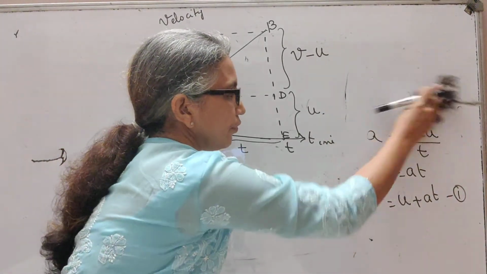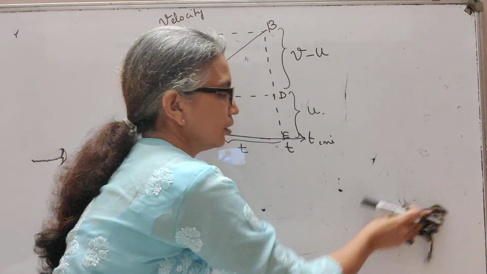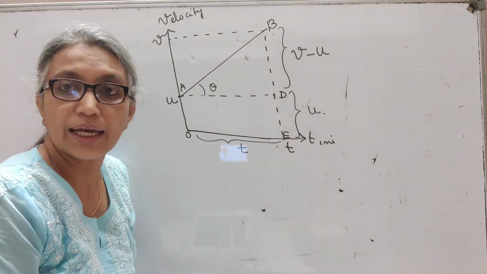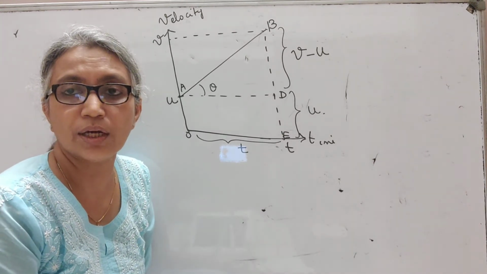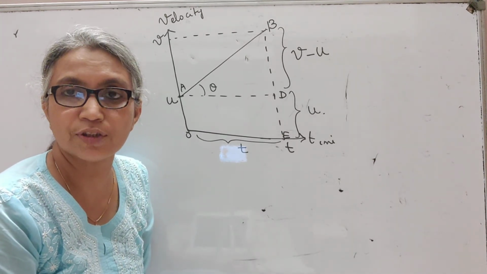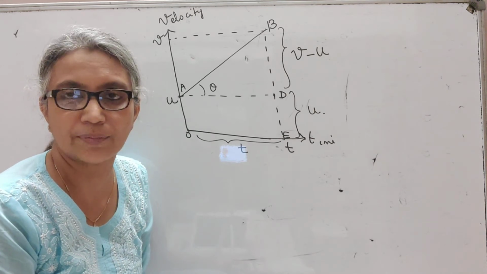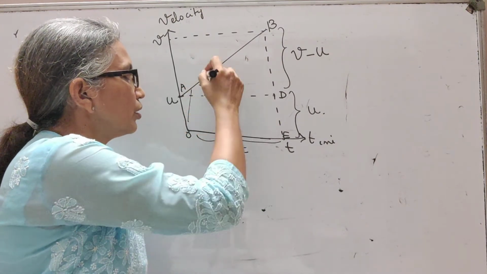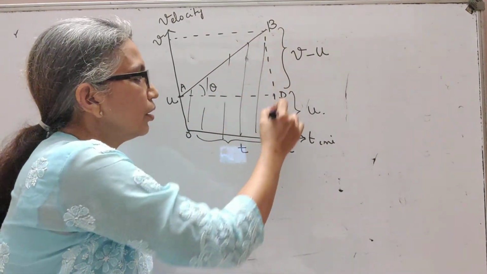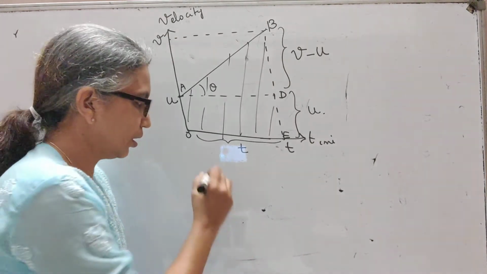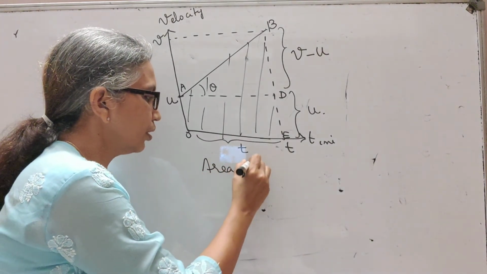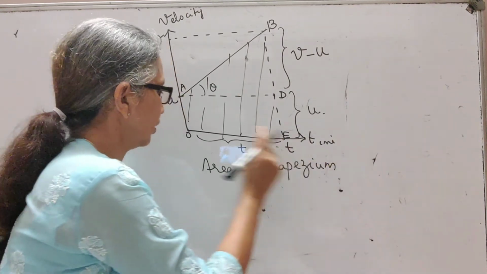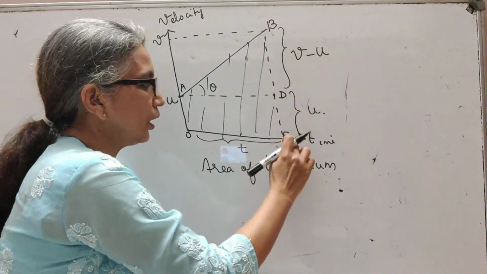The next thing that we have is, we see that this is a trapezium, and I already discussed with you just now that the area of the graph gives you the displacement of the particle in the time interval t. So area under the graph, that is this whole area, we may find the area of trapezium OABE.